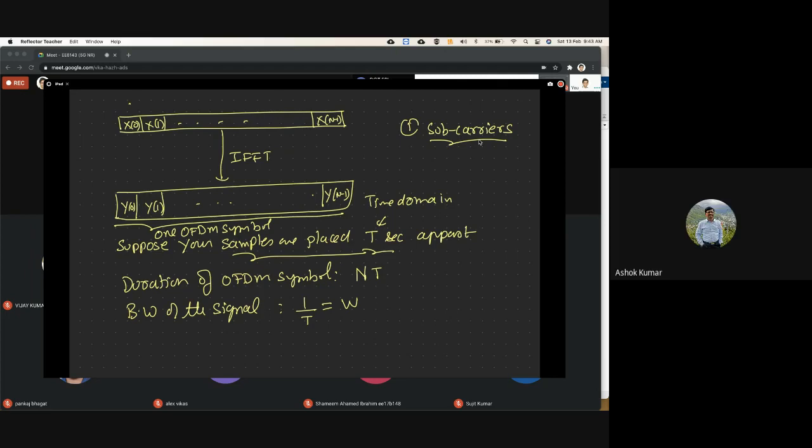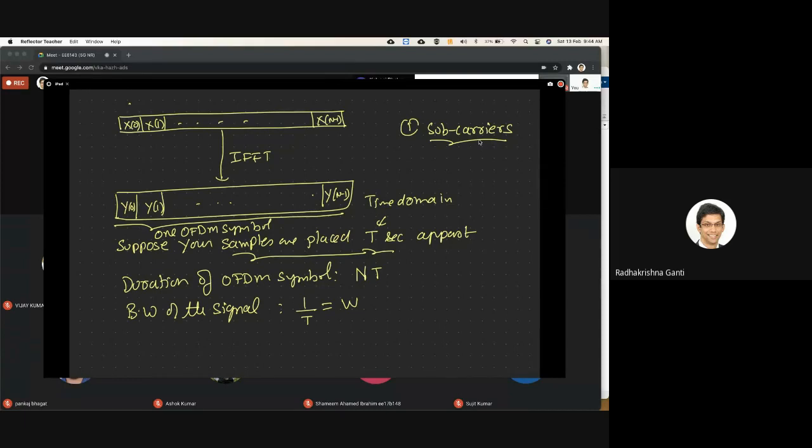So bandwidth of one subcarrier, you are talking. No, bandwidth of the entire signal. This is something that we have to get a little bit clear. Your OFDM symbol means there are N samples together, but your samples are placed T seconds apart. So T seconds apart means essentially the entire signal bandwidth will be 1 by T.